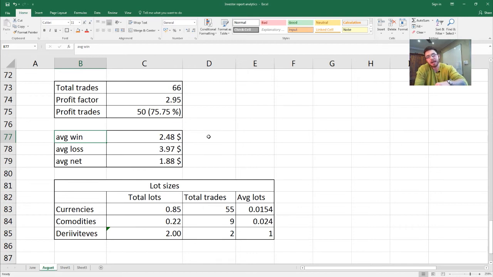So I've carefully analyzed this, and I know going into next month, all I need to do is focus on increasing my average net win. And that's important. So that's where the focus needs to go, where you're focusing only on your average net win every single month. So that's what I'm going to be focusing on with this account.